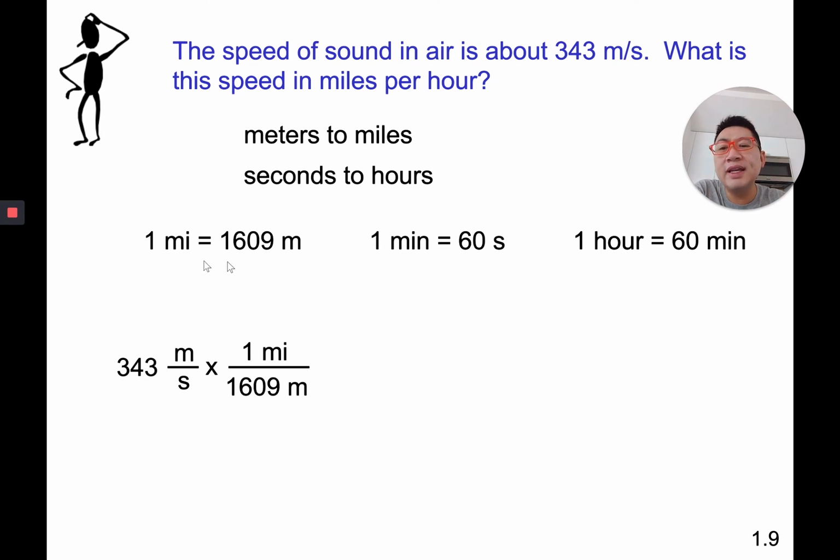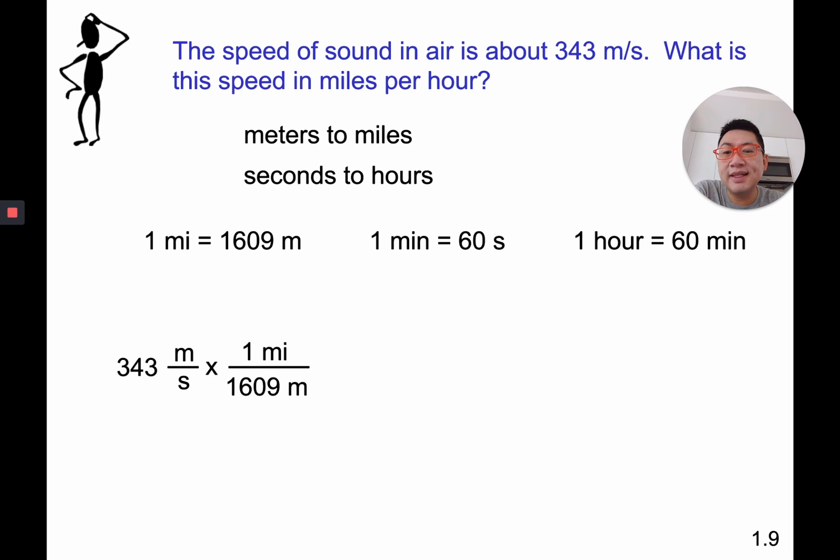Again, if A equals B, then A divided by B is equal to 1. But I put the meters in the denominator at the bottom so that it'll cancel out with this meter. So that meter and that meter will cancel out. Then I'll have miles per second, which is kind of what I wanted. I want miles per hour, but right now, if I just did this, I would have miles on top over seconds.